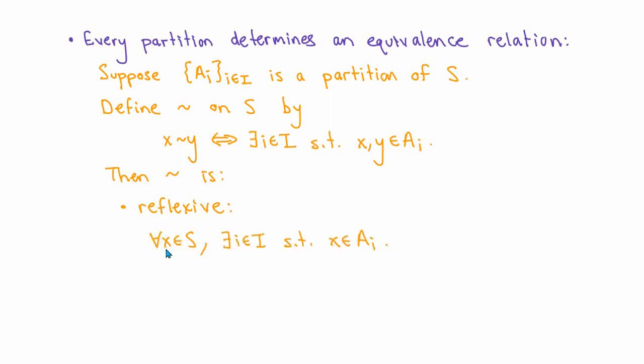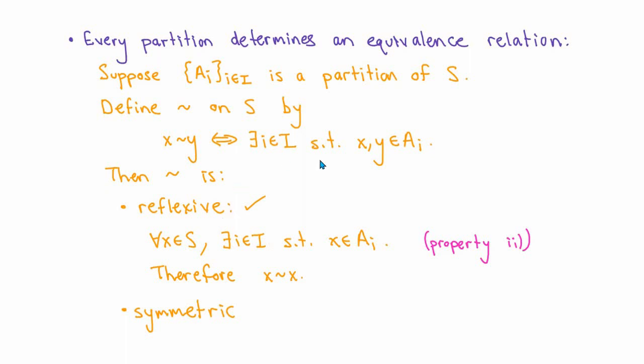Any element of the set S is an element of one of the sets A_i, and that's by property 2 in the definition of what it means for the collection of sets A_i to be a partition of S. Well, since x is an element of A_i, it's trivially true that both x and x are elements of A_i, so x is related to itself, which means that this relation is a reflexive relation.